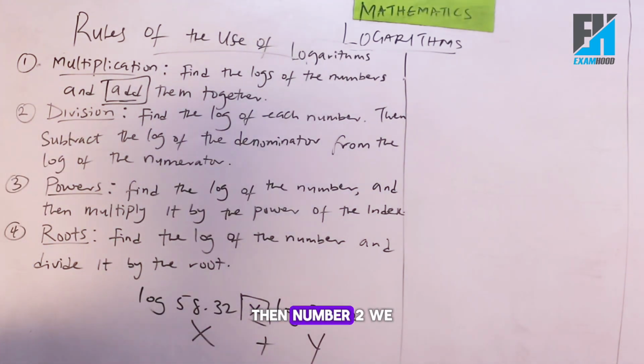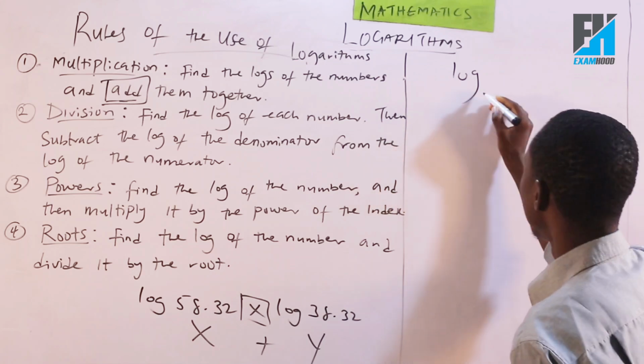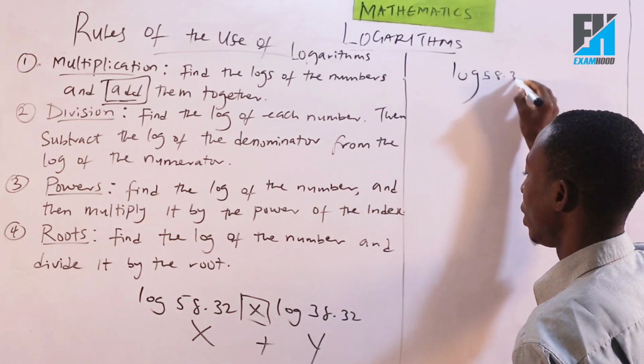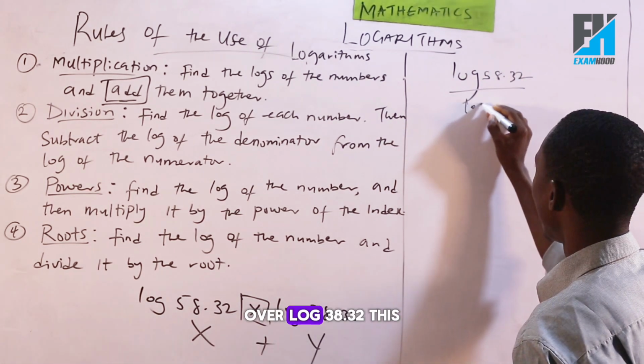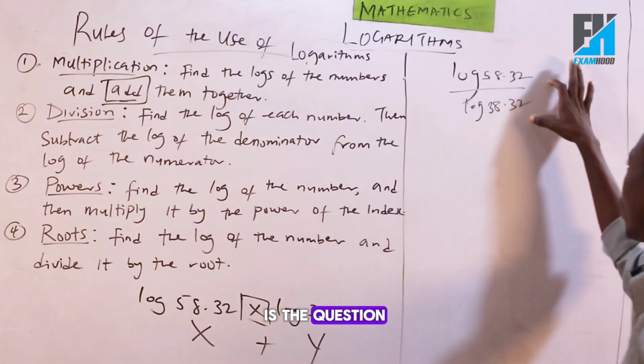Then number 2, we have division. Find the log of each number, then subtract the log of the denominator from log of the numerator. That is log 58.32 over log 38.32. This is the question.